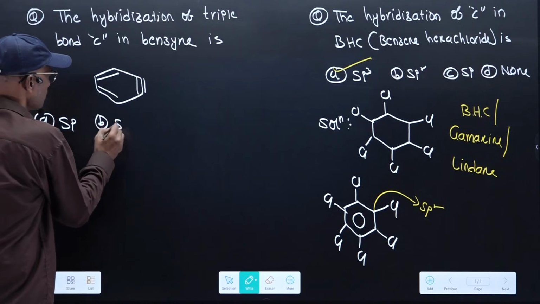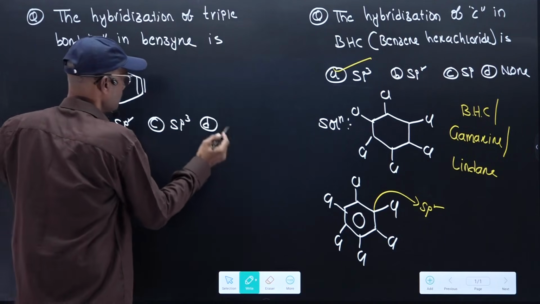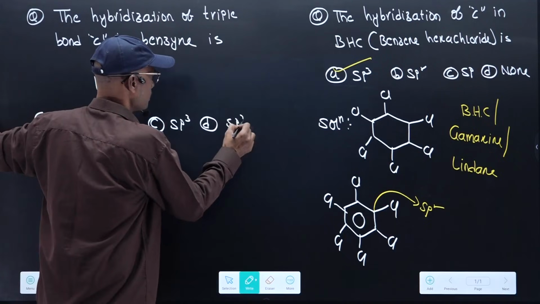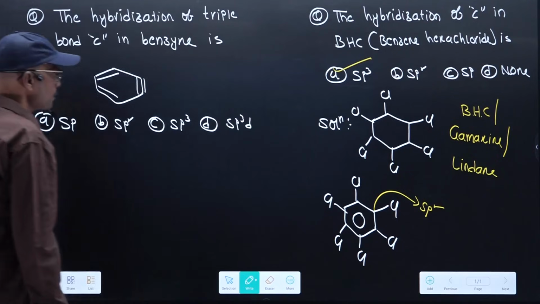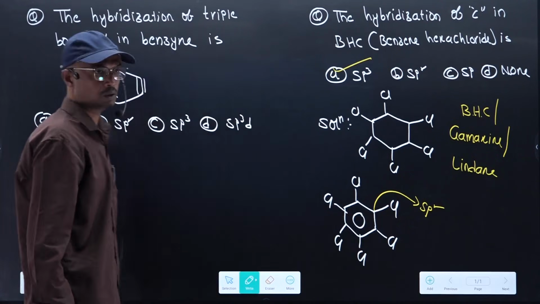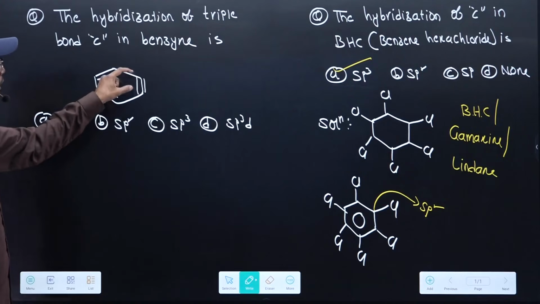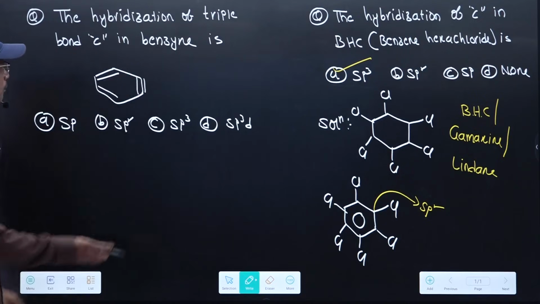sp, sp2, sp3, sp3d. What is the hybridization of carbon present in benzene? sp2. Now I am writing a triple bond and I am asking the hybridization of the triple bond carbon, meaning this one.